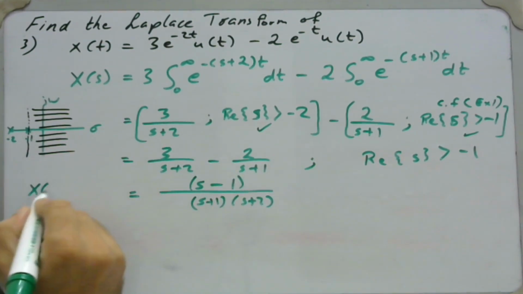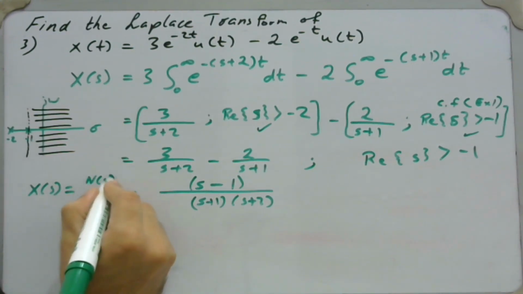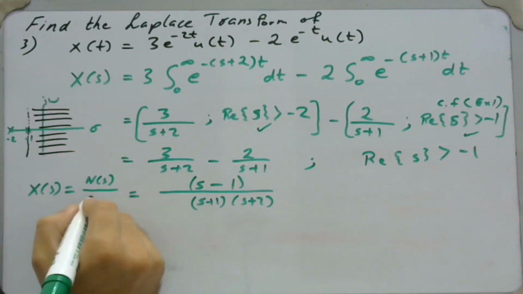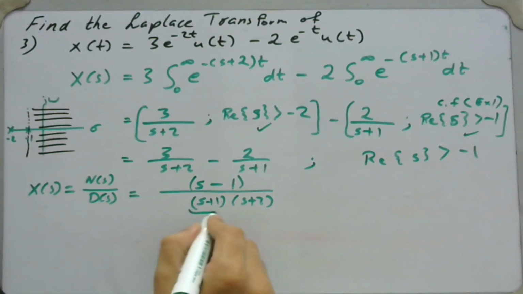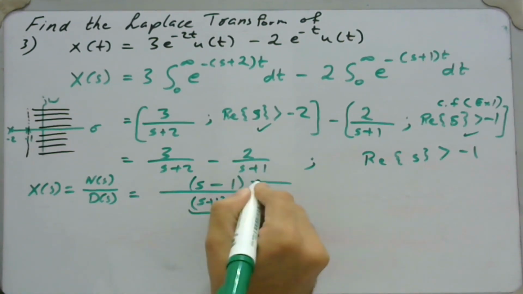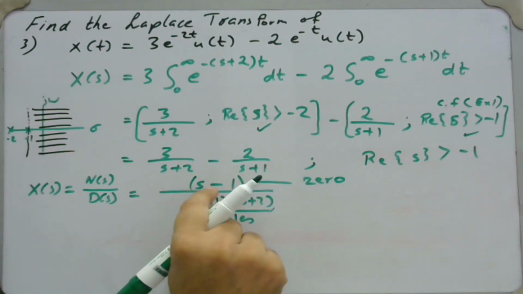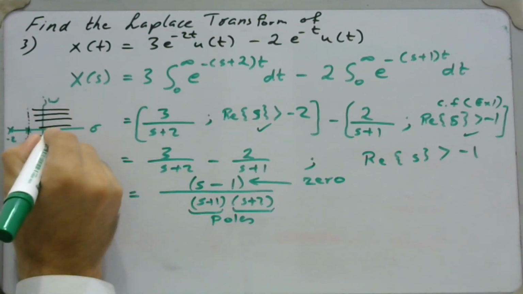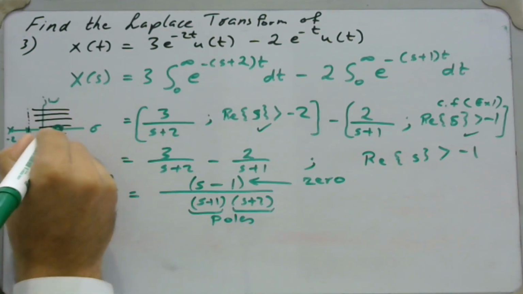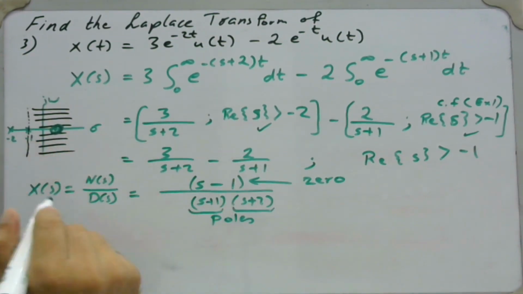So we have X of s, which is a rational function, with a polynomial of s in the numerator and a polynomial of s in the denominator as well. These two identify the poles, and this identifies the zero. Presently our zero is at s equal to 1, right? So if this was 1, we can draw a zero over here. We usually draw a circle to represent a zero and a cross to represent a pole.